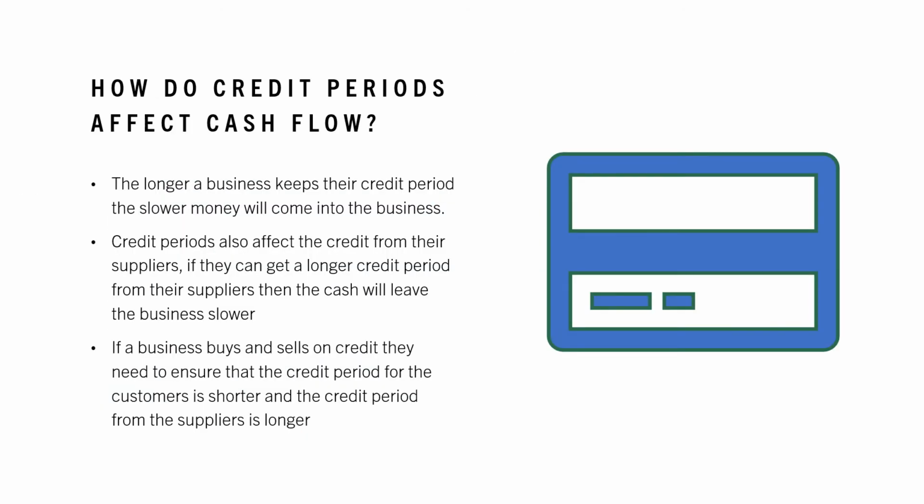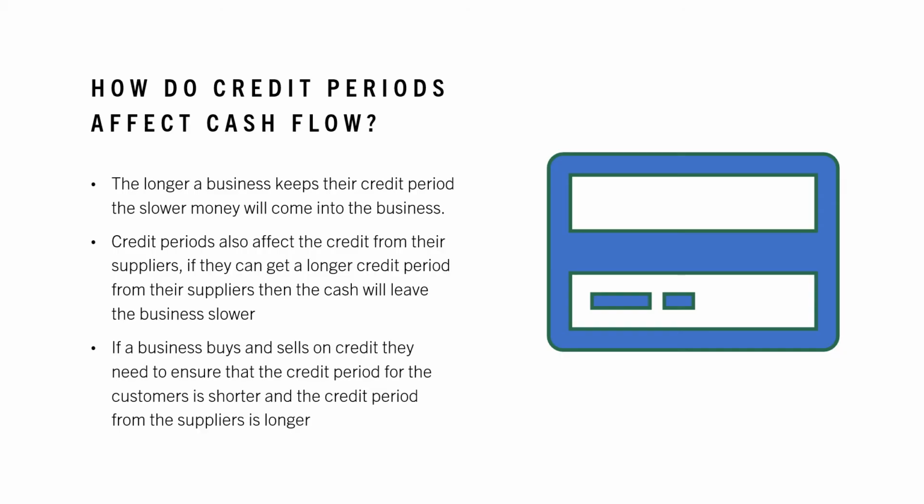Now, how do credit periods affect cash flow? The longer a business keeps their credit period, the slower the money is going to come into the business. So credit periods also affect the credit that they get from their suppliers. If they can get a longer credit period from their suppliers, then cash will leave the business slower.